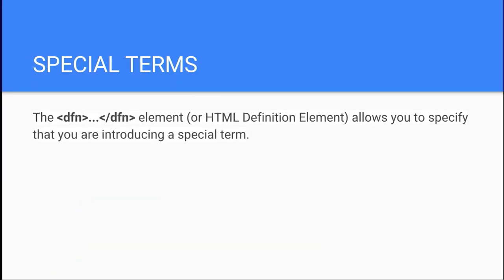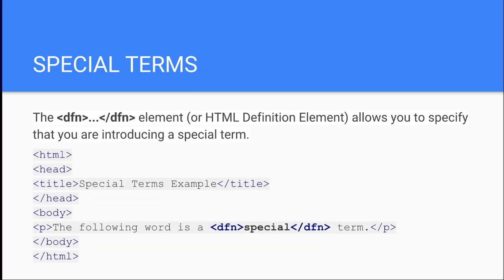And our next tag is special terms. What is this? The DFN and /DFN element, or HTML definition element, allows you to specify that you are introducing a special term. Let us see the code. So in this paragraph, the following word is special, DFN /DFN term. Let us try this program.